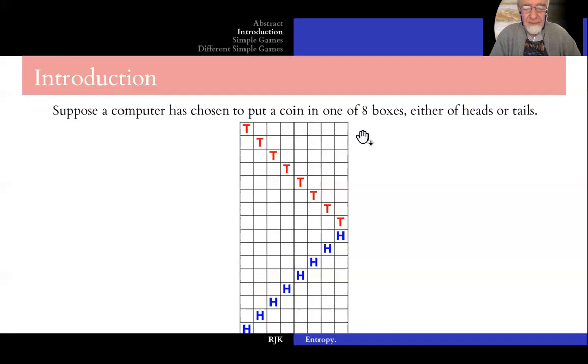Okay, there are 8 boxes here, and any one of them could have a head or a tails. So this is the list. This could be one list. This could be a second one. This could be a third one, a fourth one, etc. So if I have one of these out of here, how do I find the answer in the fewest number of questions?